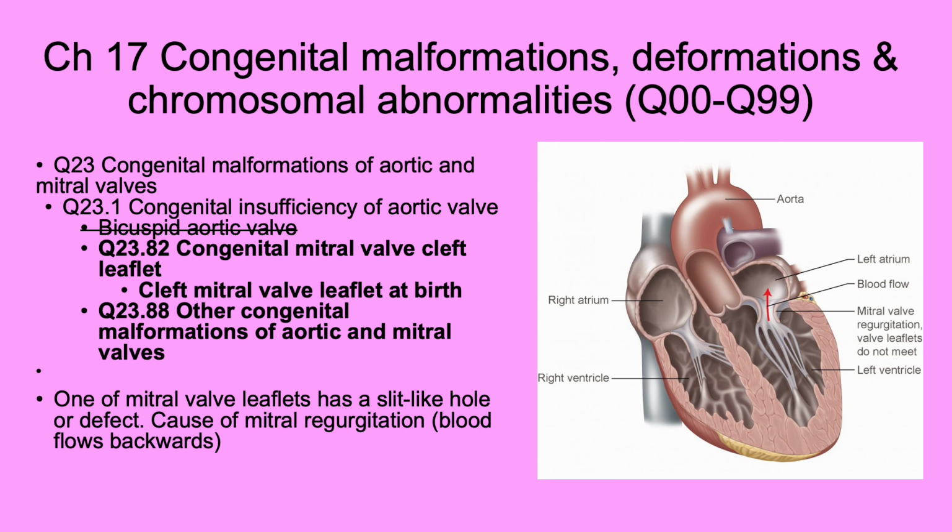So under Q23.1, congenital insufficiency, bicuspid aortic valves, Q23.82 gave its own code, Q23.88, other congenital. So congenital insufficiency of aortic valve gave its own code, and then did another code for other. So one of the mitral valve leaflets has a slit-like hole or defect, and means the blood's flowing backwards, regurgitation.